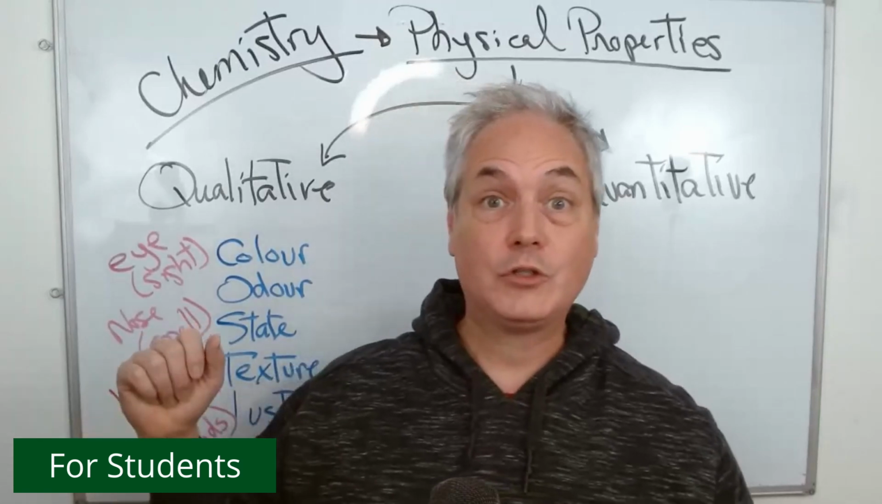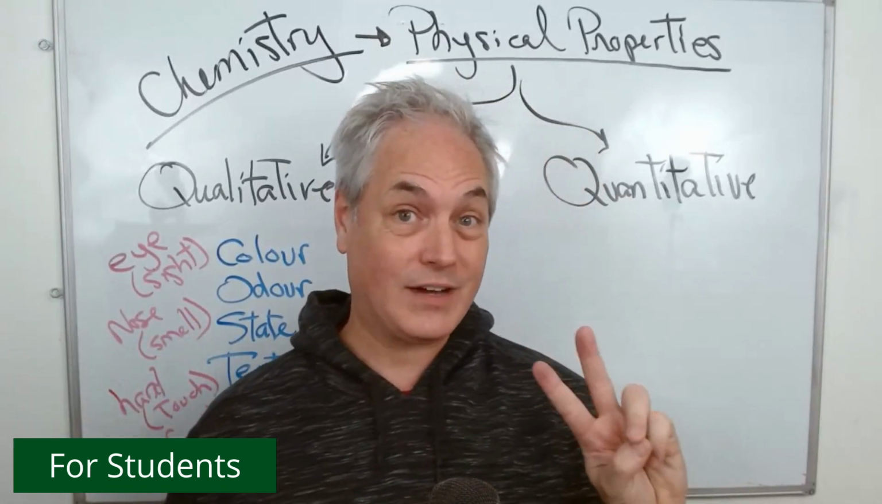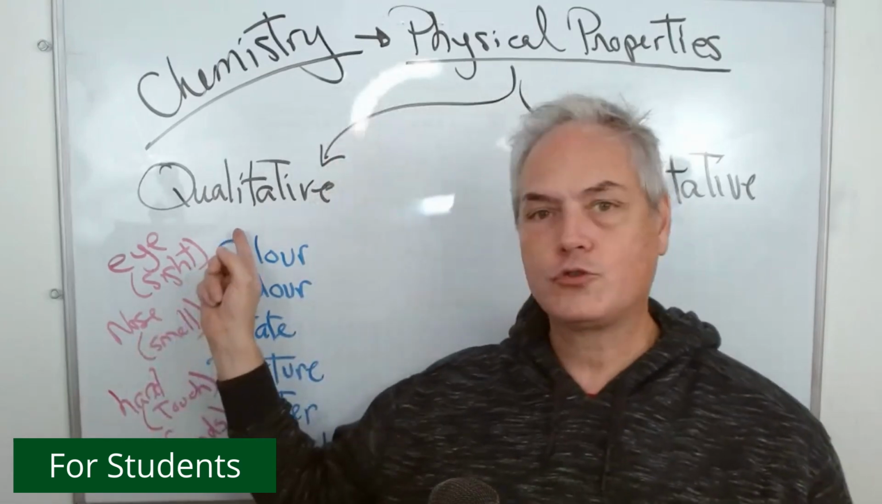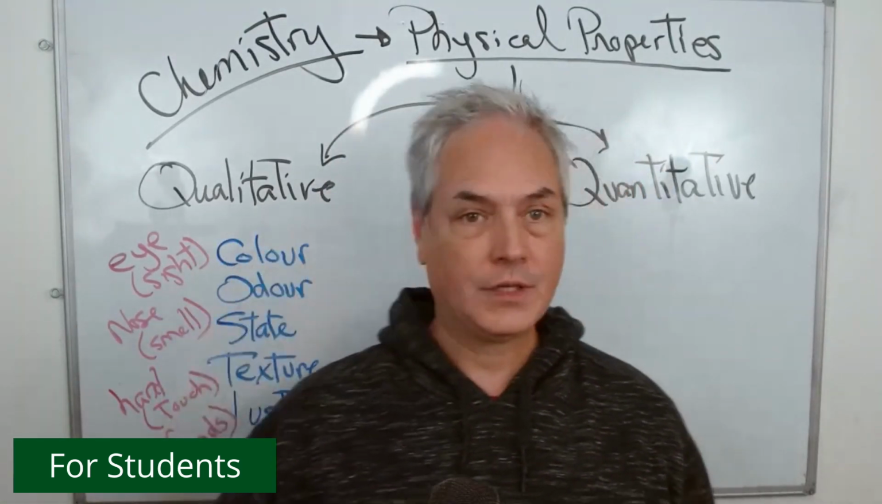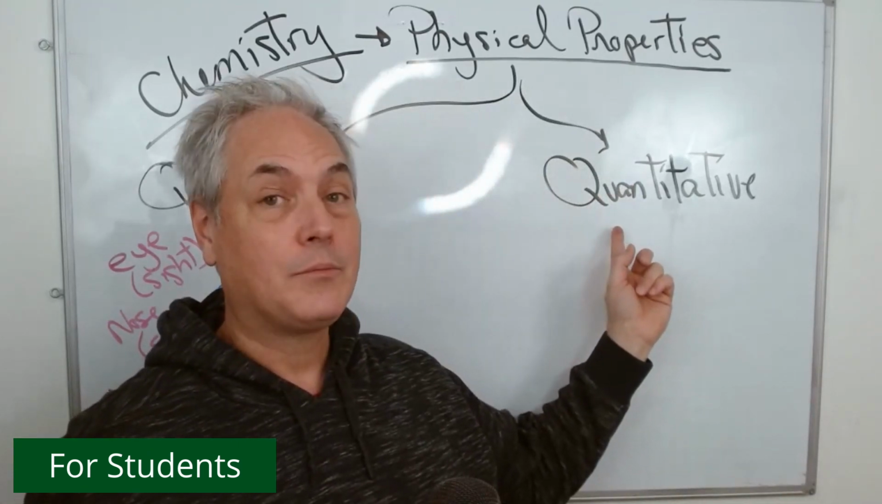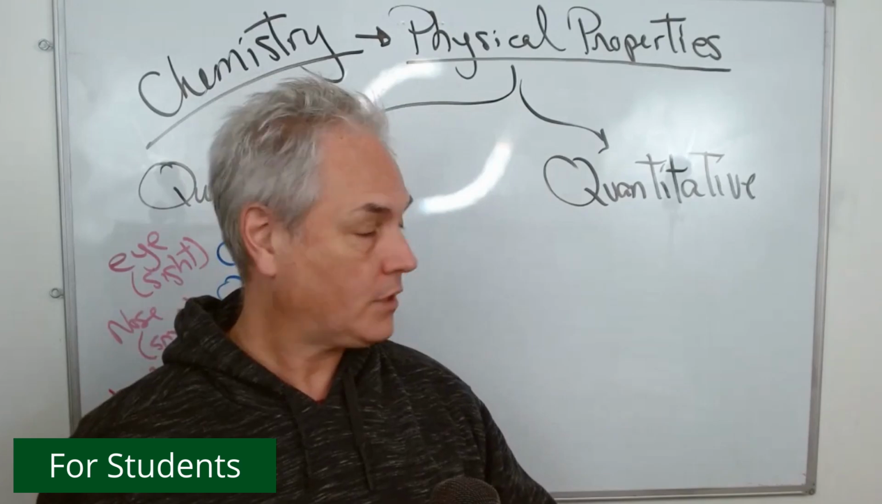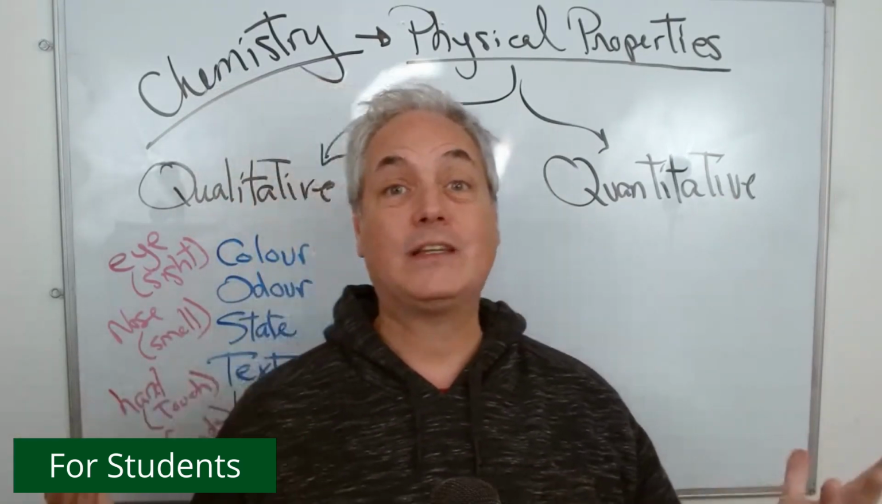In chemistry today, we will talk about the physical properties. Physical properties can be divided in two groups. The first one is called the qualitative properties of matter. The second one is what we call the quantitative physical properties. So let's see what the differences are.